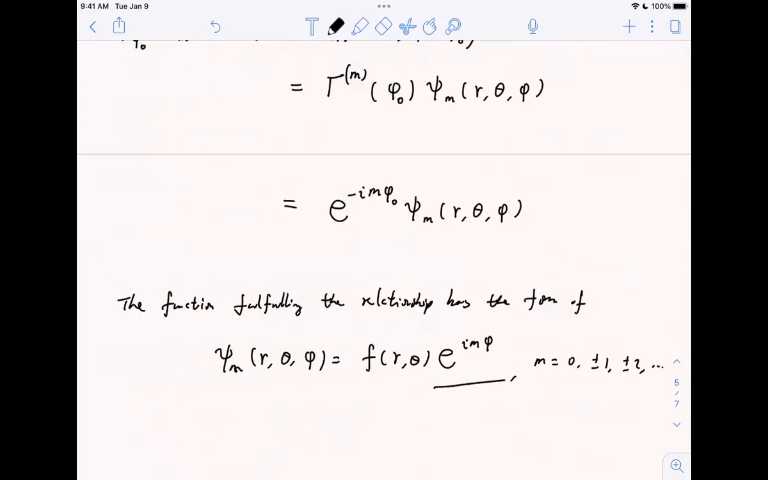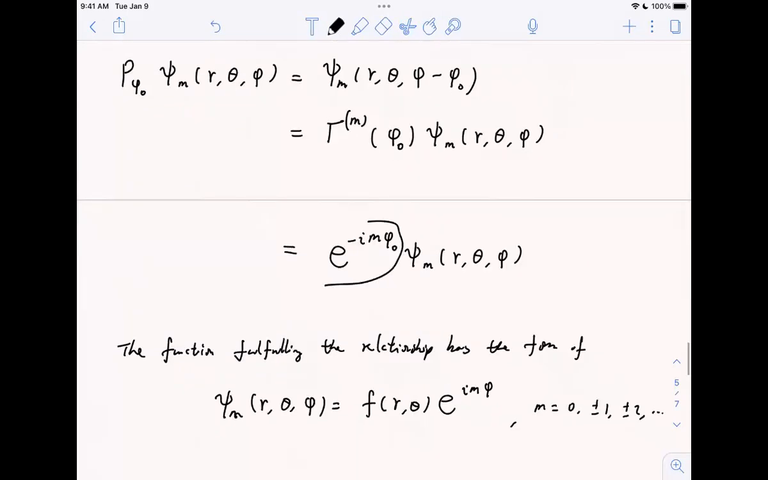So if you use the language of group theory, this phase factor is just an irreducible representation. That means those angular momentum wave functions with different quantum numbers are the basis functions of different irreducible representations of the rotational group. Okay, do you have any questions? Okay, if not, then let's go to the point group.